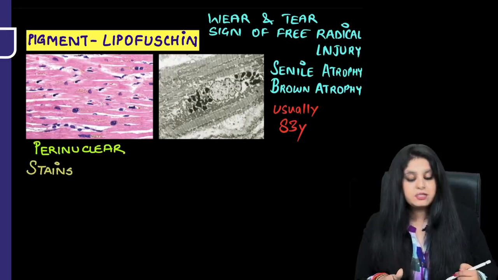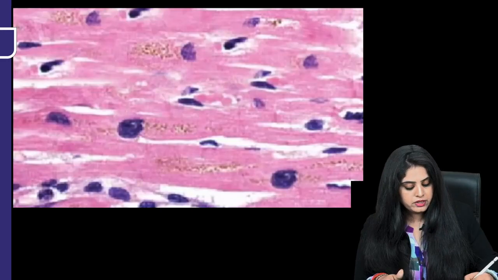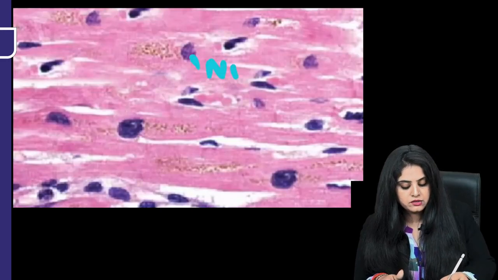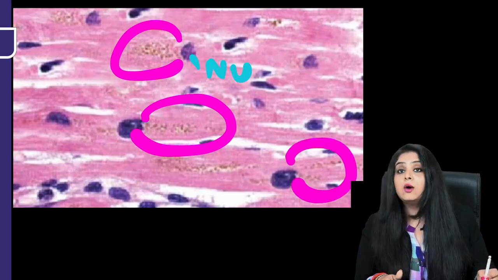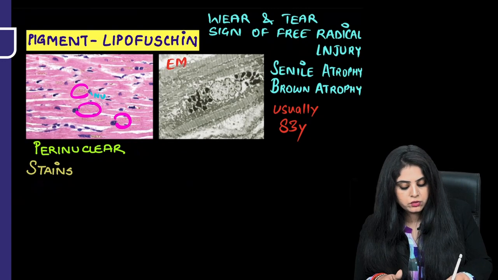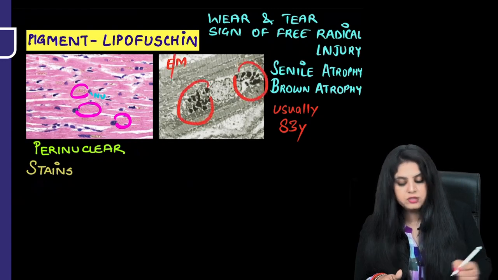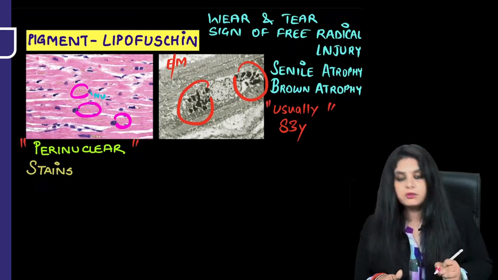If you notice carefully, it is perinuclear. That is why I got you a picture over here also, where you can appreciate that if this blue color thing is the nucleus, this is perinuclear. Always it is around the nucleus, okay? And the same thing you got to see on an electron microscope, this black color thing around the nucleus. So the word perinuclear and the 83-year-old, you have to know.